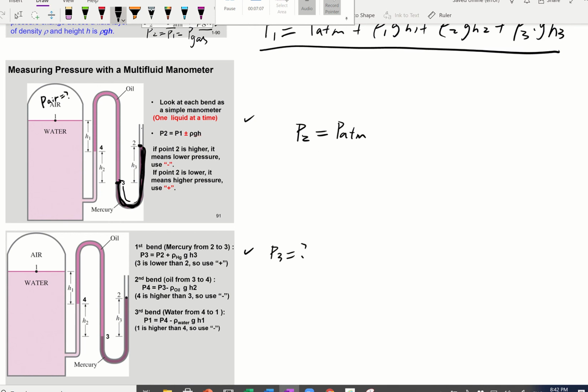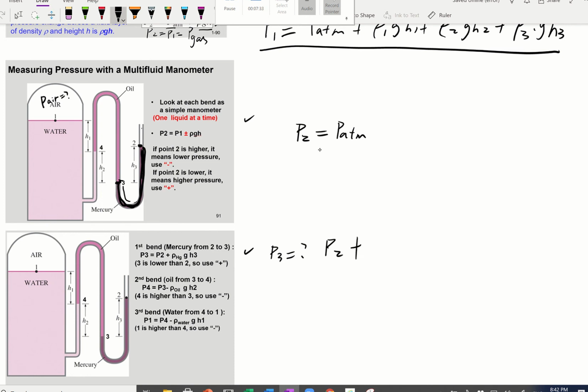The way to figure it out is to look at their height difference. First of all, is 3 lower or higher than 2 in terms of height? P3 is located lower than 2. Since it's lower, it's deeper, so it's going to have higher pressure. So in that situation, P3 is going to be P2 plus a higher pressure.